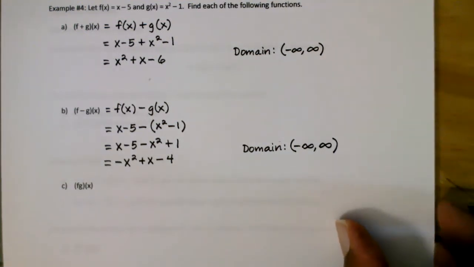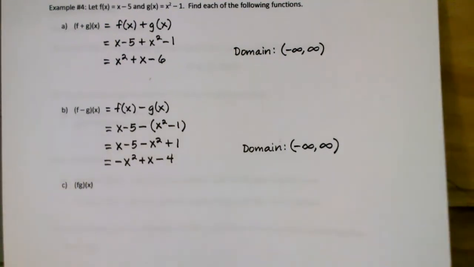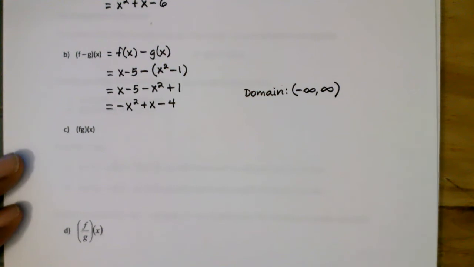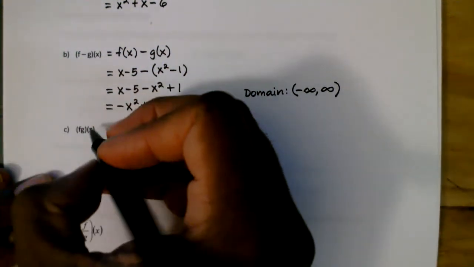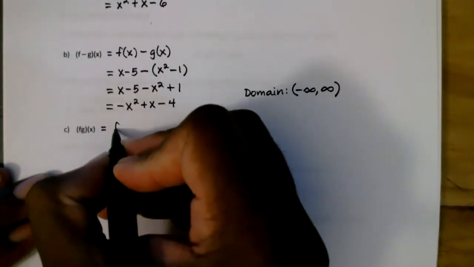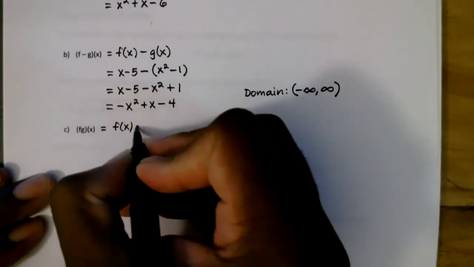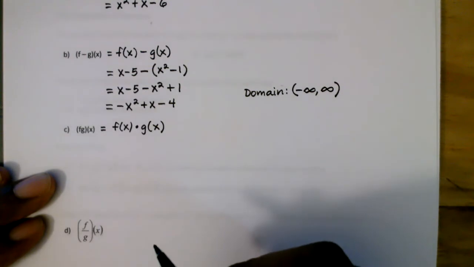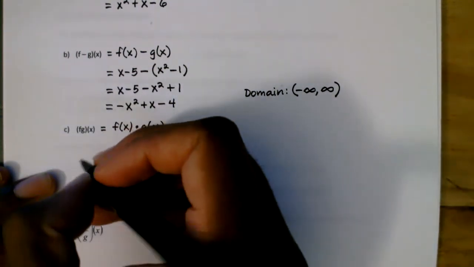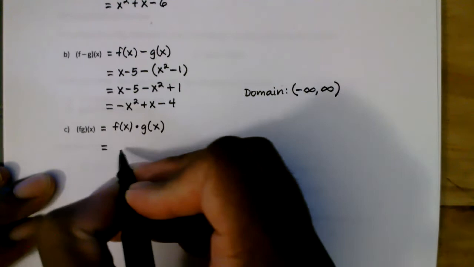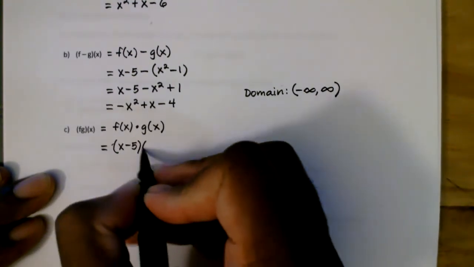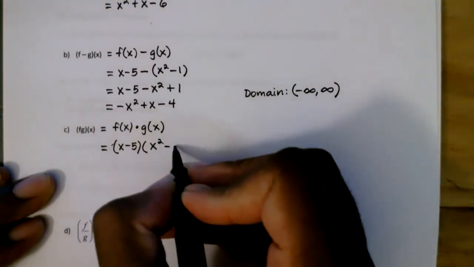All right, now part C, f times g of x. Here we're taking the product of the two functions, we're multiplying them. So in this case here, this will be f of x times g of x. So f of x was x minus 5 times g of x, that's x squared minus 1.